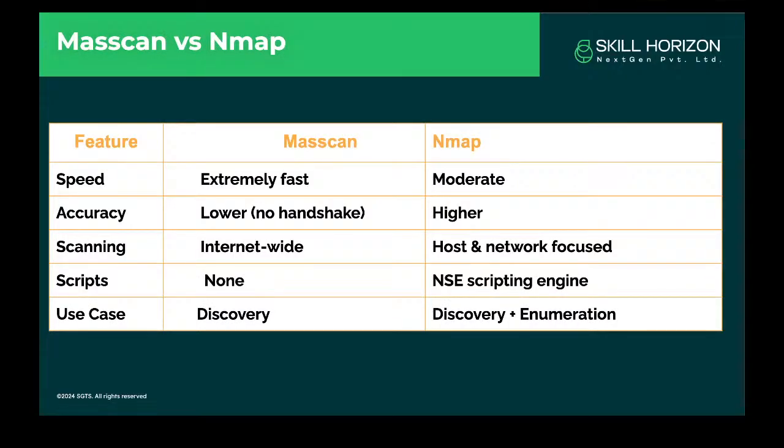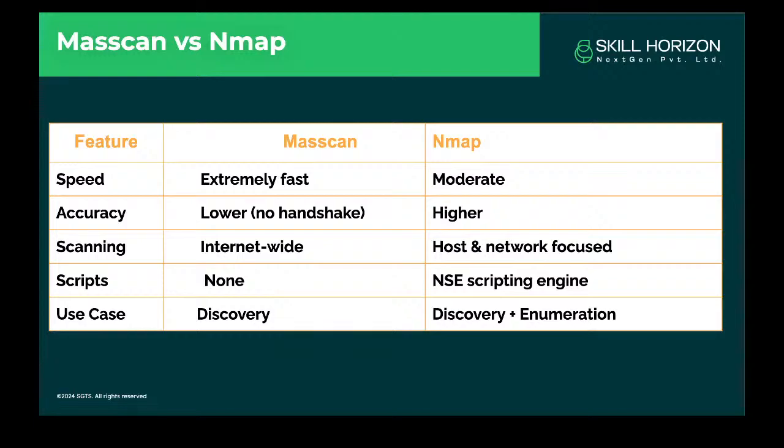Now, if we compare Masscan versus Nmap side by side: on speed, Masscan is extremely fast, while Nmap has moderate speed. On accuracy, Nmap is higher, but Masscan's accuracy is lower because no handshake is performed. It transmits TCP SYN packets asynchronously.